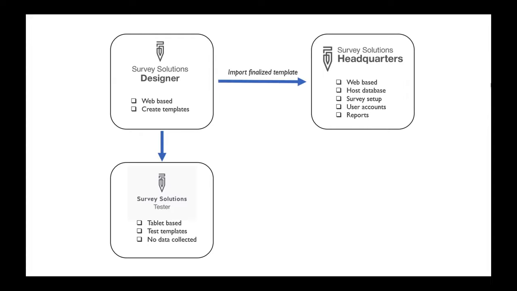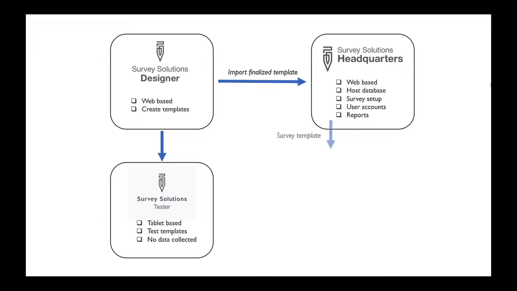The next application we have is the Survey Solutions Headquarters. Once the template is finalized in the Designer tool and we've tested it thoroughly using the tester, we import the finalized template to the Headquarters tool, ready to get set up on the tablets. In addition to this function, the Headquarters tool also hosts our survey data once it's completed in the field. We can use it to set up additional surveys. We create all of our user accounts, and we can run reports showing us the real progress during fieldwork.